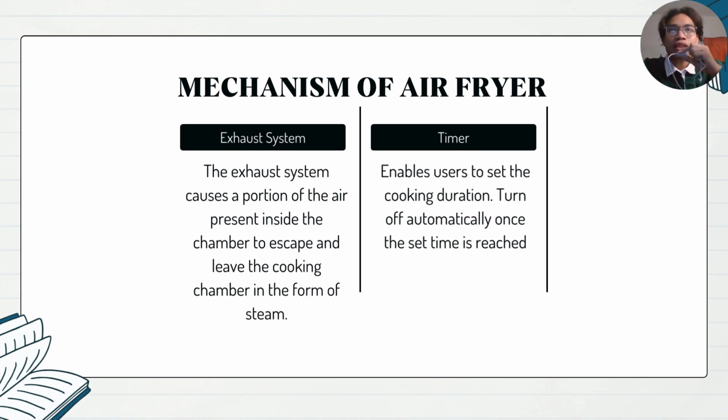Then, the next mechanism of the air fryer is the exhaust system. The exhaust system causes a portion of the air present inside the chamber to escape and leave the cooking chamber in the form of steam. Then the timer enables the user to set the cooking duration and turn off automatically once the set time is reached.